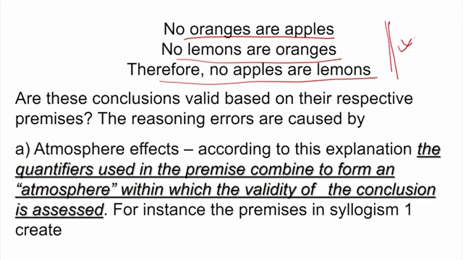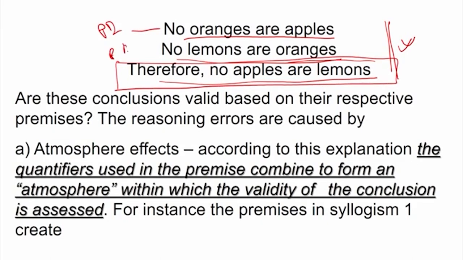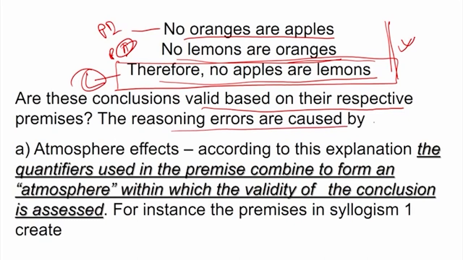So, what do you think, is this valid or not, whether this conclusion is drawn from the premises? I have premise 1 and premise 2. What you need to tell me is whether this conclusion can be drawn from the particular premises or not. So, are these conclusions valid based on their respective premises? If you are not able to answer this correctly, then there are certain errors which are making you draw incorrect conclusions. What are those factors which are making you draw incorrect conclusions? One of the first factors is called atmospheric effects.